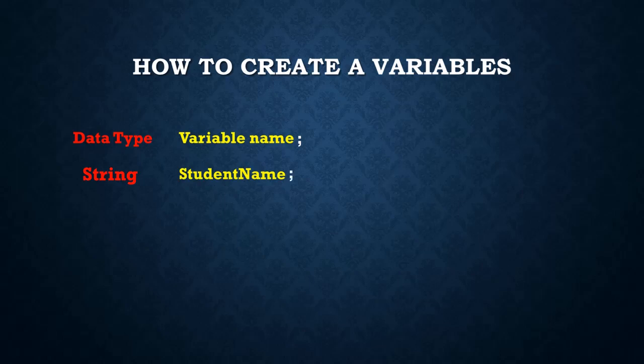But make sure you can't write like this because between student and name you have a space gap. So you can't use spaces in your variable name. That is wrong. And then integer. I want to store my age. And that also ends with the semicolon.